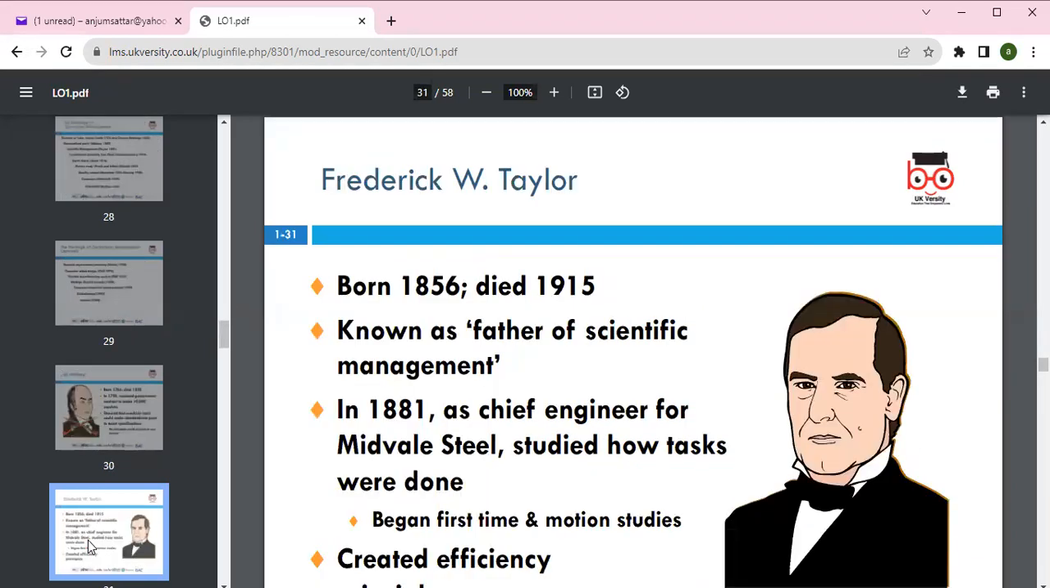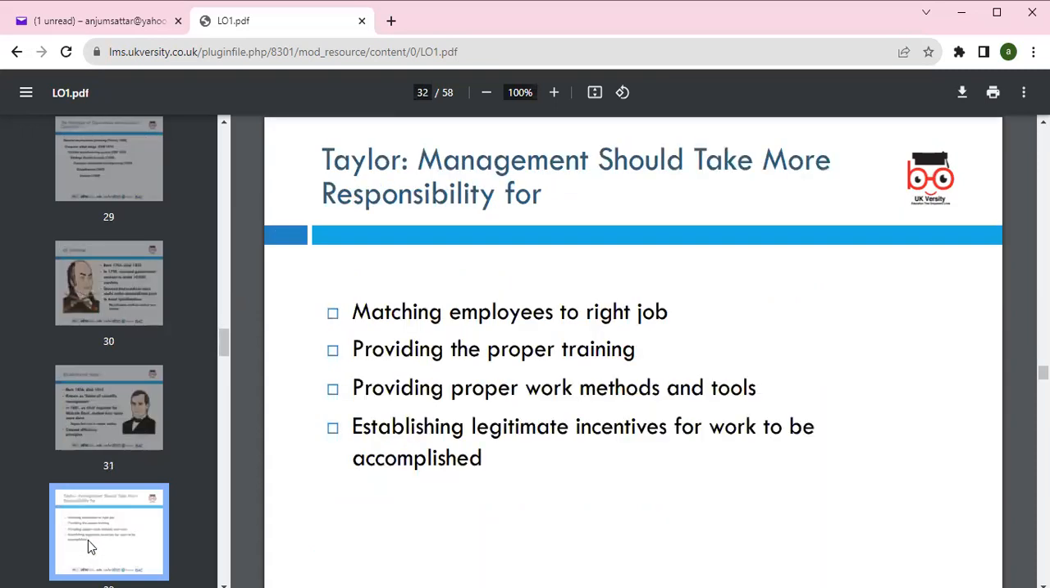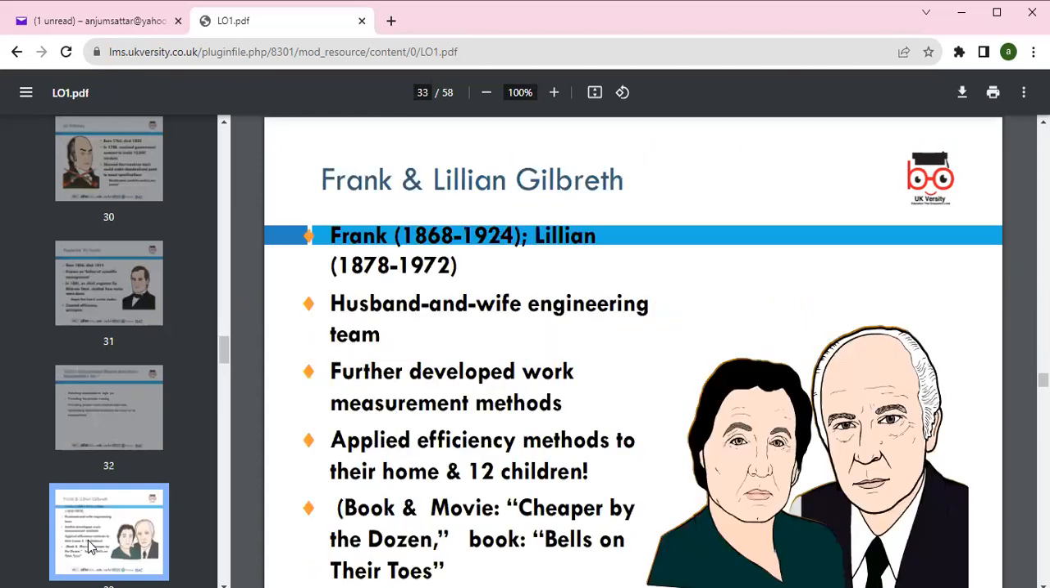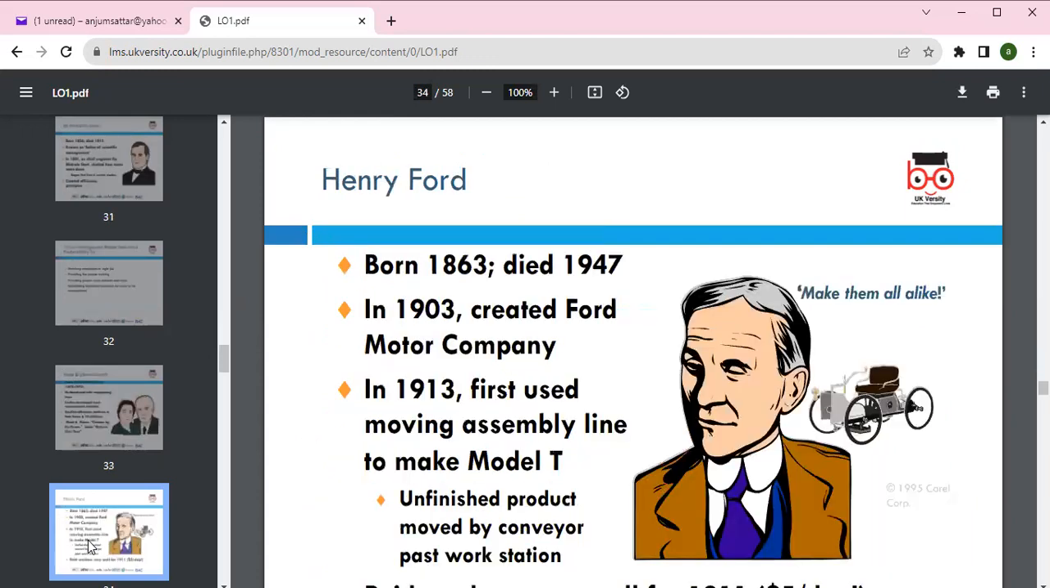So this is a bit of history of F.W. Taylor, known as Frederick Winslow Taylor, father of the scientific school of thought. Taylor's approach implies matching the right job, proper training, and providing work. Frank and Lillian Gilbreth, a husband and wife engineering team, developed work measurement methods and applied efficiency at home with 12 children.